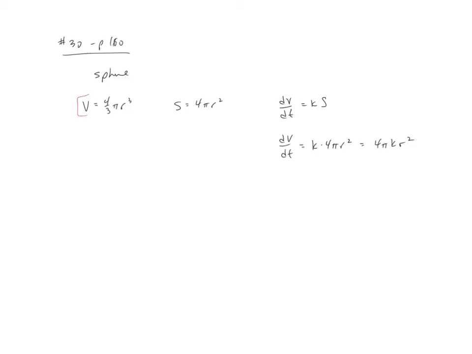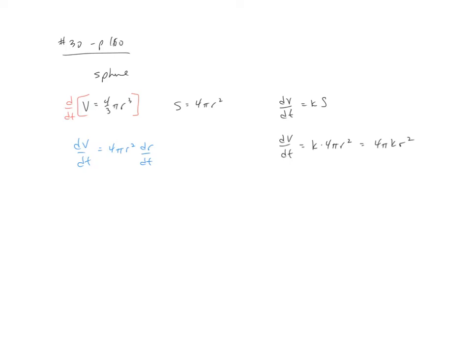If I take this and I differentiate with respect to t, that's going to give me a dV/dt result. So the change of volume with respect to time, if I take this now with respect to time, this is going to give me a 4 pi r squared dr/dt. But now this result should equal this result.